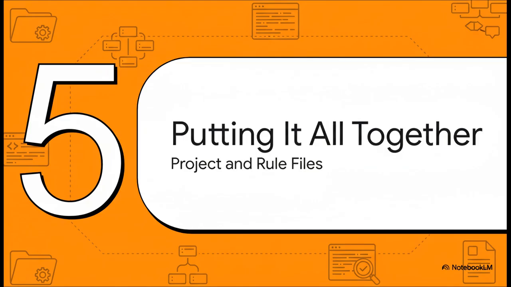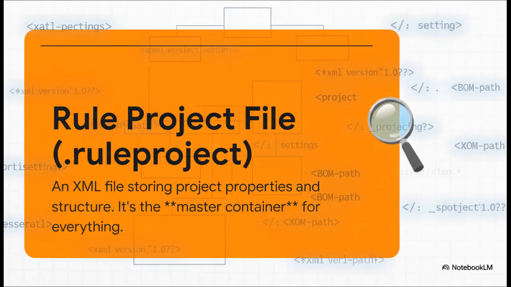We've defined the concepts, we've bridged them to the code, and we've translated them into everyday language. Now, let's look at the files that manage the project as a whole, and, of course, the files that hold the actual rules themselves. First up is the .rule project file. The best way to think of this is like the main project file you'd find in any other kind of development environment. It's an XML file that keeps track of all the settings, the paths to the BOM and exom, and the overall project structure. It's the master container that holds the whole shebang together.